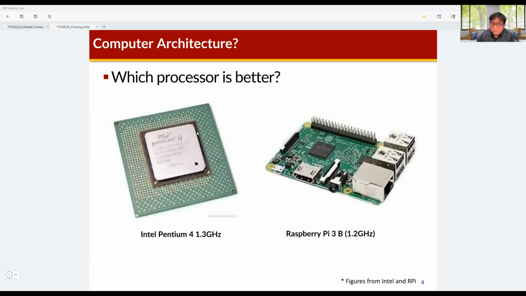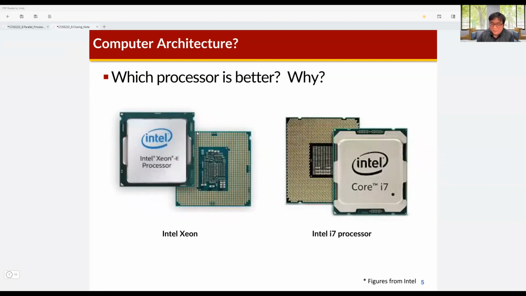I believe some students remember this figure. Which processor is better? Intel Pentium 4 at 1.3 gigahertz, or Raspberry Pi, which is the ARM ISA, at 1.2 gigahertz? Because the instruction set architecture and the microarchitecture are different for these two computer systems, we cannot compare the performance directly. Okay.